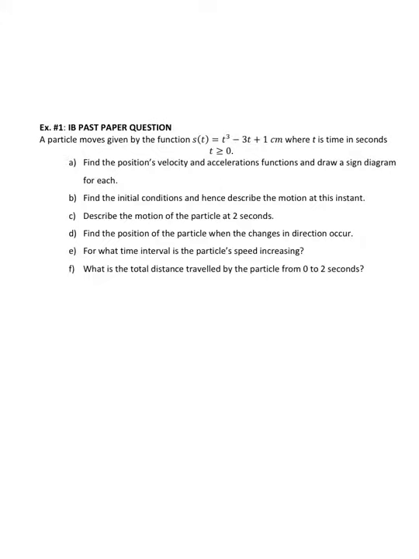So you see that word initial conditions, go back to the chart. What does that mean? And then describe the motion at that instant. Describe the motion of the particle at 2 seconds. Find the position of the particle when the changes in direction occur. So when it's going left and then changes to right or vice versa. For what time interval is the particle's speed increasing? And then what is the total distance traveled by the particle from 0 seconds to 2 seconds?